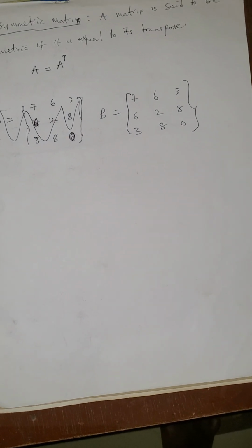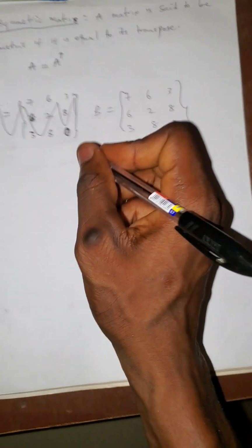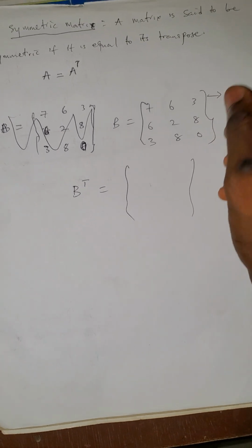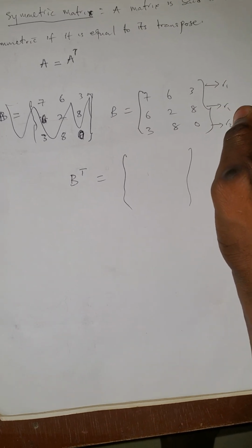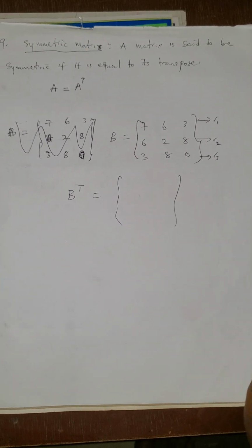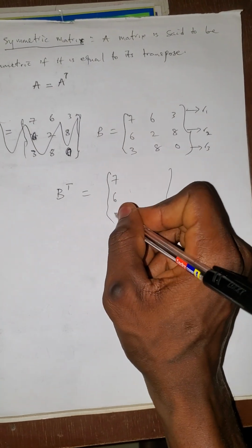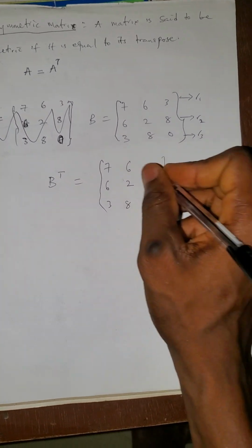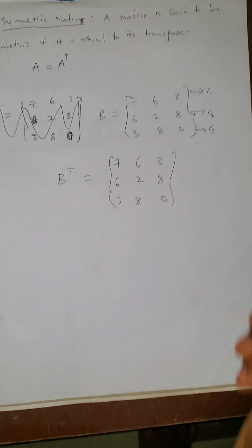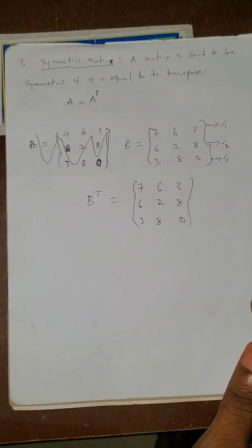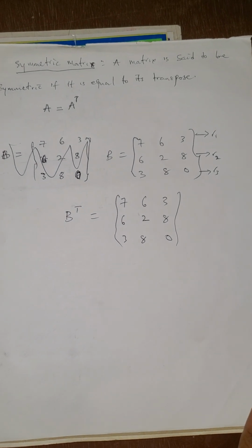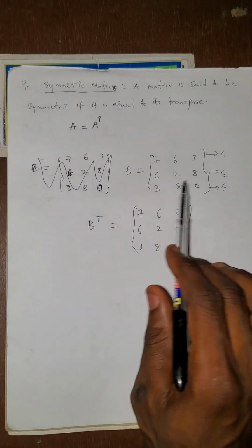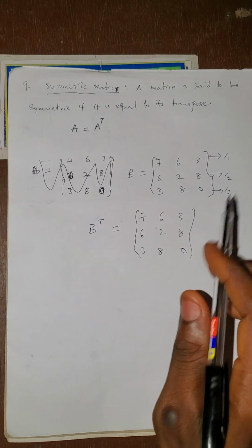Now let us find the transpose of this, B transpose. Let us convert the rows to columns. This is row 1, row 2, row 3. The first row brought here will be 7, 6, 3. The second row becomes 6, 2, 8. The third row becomes 3, 8, 0. Can you see that the matrix B is equal to its transpose? So if this occurs, then we see that this matrix is a symmetric matrix.